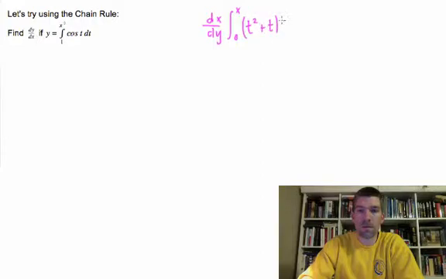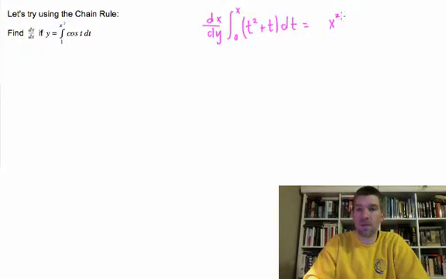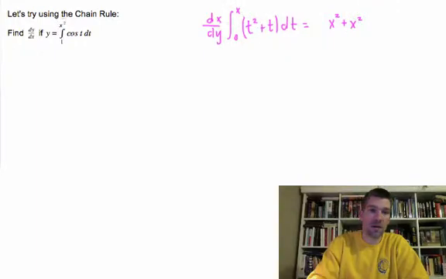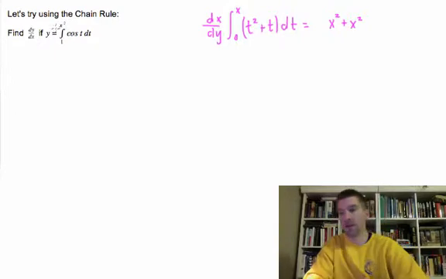something that looks like this. This is just a real quick example. Fundamental theorem says that this is going to become x squared plus x. Okay? But the difference between these two problems is the x is the upper limit of integration, and the x squared right here is the upper limit of integration.